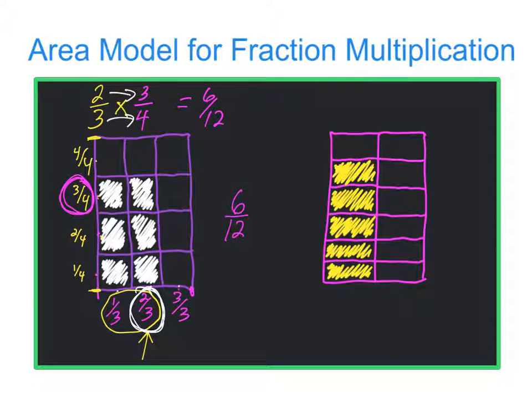Now let's come over and look at our second problem here. Let's count up our rectangles here. We have 1, 2, 3, 4, 5, 6, 7, 8, 9, 10, 11, 12. We have 12 again. But this time it looks like we have 1, 2, 3, 4, 5 colored as our answer. So our answer is 5/12, and just like before, we need to work backwards.